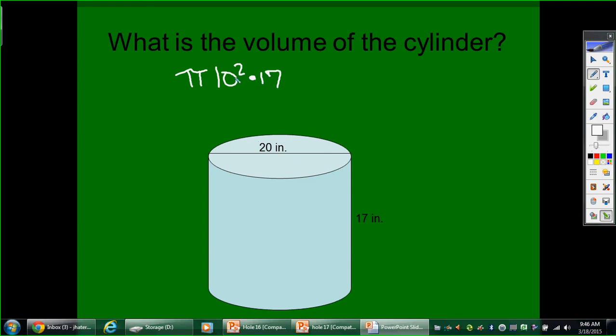So area of the base times the height, pi times 10 squared, times 17. This would have a volume of 5,340.71 cubic inches. Find the area of the base, multiply it by the height.